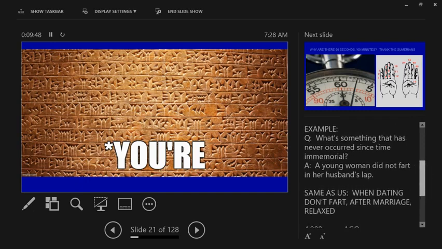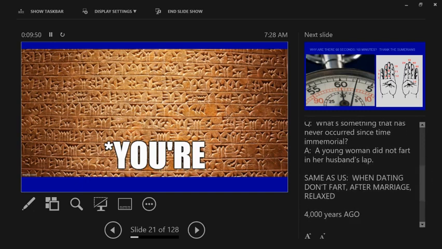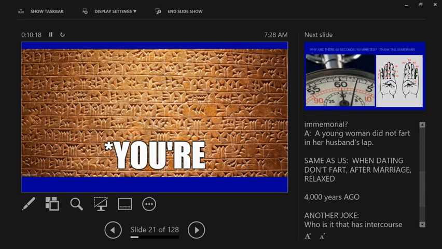So here's an example. The question is, what's something that never occurred since time immemorial? And the answer is, a young woman did not fart in her husband's lap. So that's basically the idea that when you're first dating somebody, you don't fart in front of each other. But when you've been dating a long time or after you've been married a long time, then you are comfortable enough with each other that you can fart in each other's presence. So, first fart jokes, Sumerians.